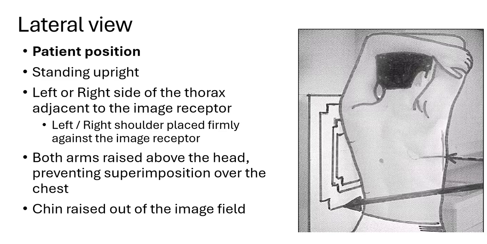Now lateral view. In lateral view, patient position is standing upright with left or right side of thorax adjacent to the image receptor. So in lateral view, it is written as the right or left lateral position depending on the location of the pathology, as the required side is near to the image receptor. In lateral film, arms are raised above the head, preventing superimposition over the chest, and chin raised out of the image field. So these are the position for the PA, AP, and lateral view.